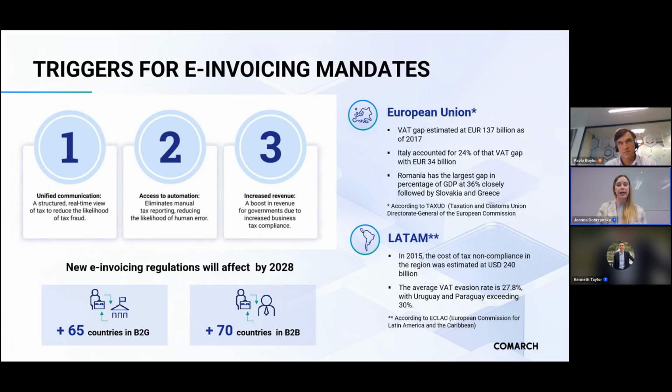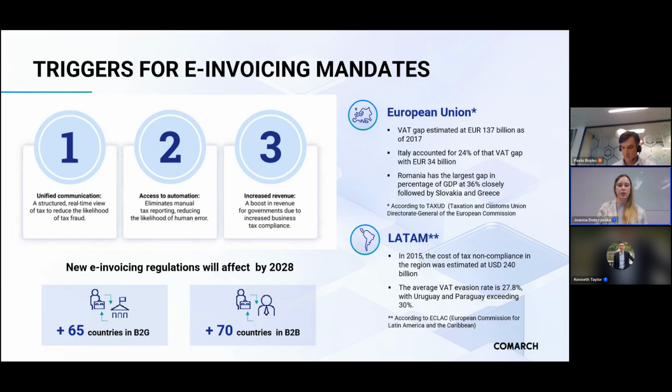Another trigger is automation. So thanks to e-invoicing, we can significantly reduce the chances of human error by eliminating manual tax reporting and have more accurate tax compliance. And probably the most important reason is that implementing e-invoicing mandates can result in increased revenue for the governments. So basically, by enhancing business tax compliance, they can boost the revenue, which can be used to fund some public services and infrastructure projects.